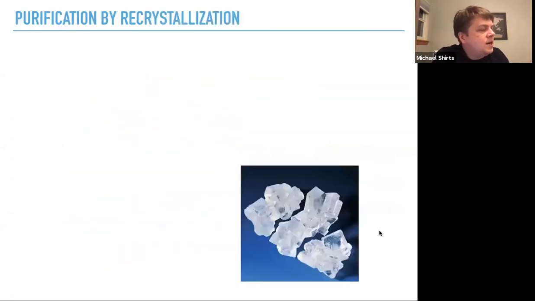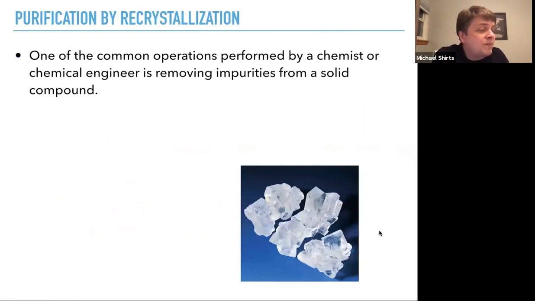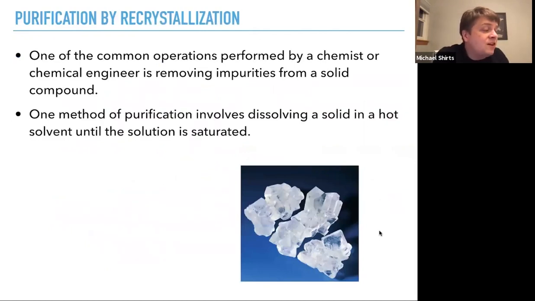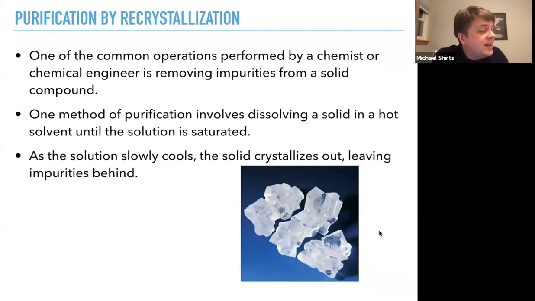So, purification by recrystallization. One of the common operations performed by chemists or chemical engineers is removing impurities from some solid compound. One common way to do this involves dissolving the solid in a hot solvent until the solution is saturated. And then as the solution cools, the solid crystallizes out, leaving the impurities behind. That's actually a really useful way to perform purifications. It's preferred to a lot of things like distillation because it uses less energy.